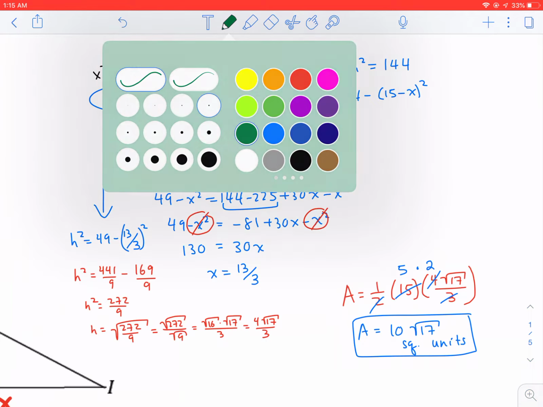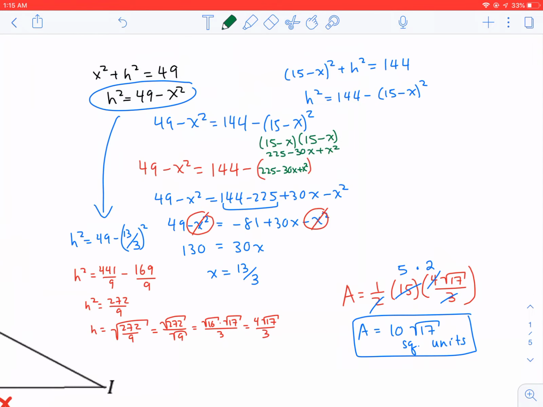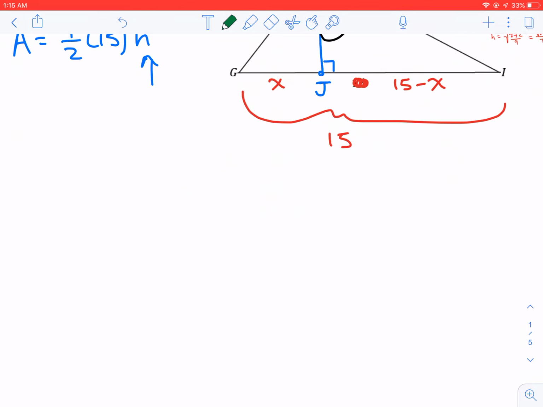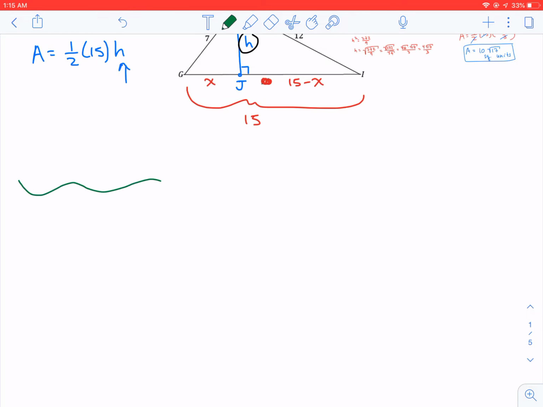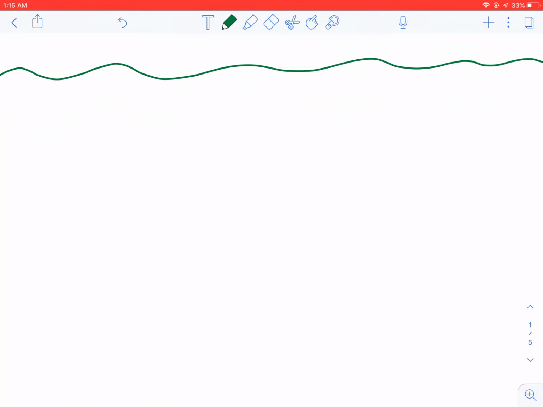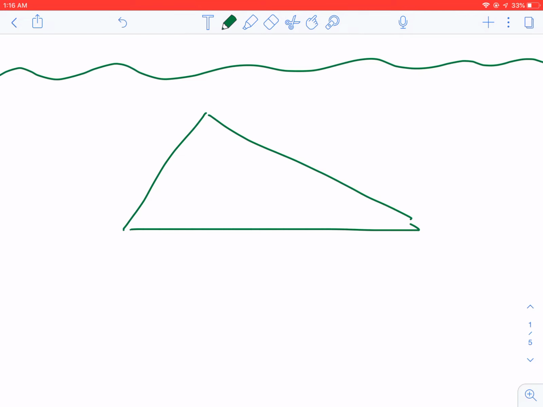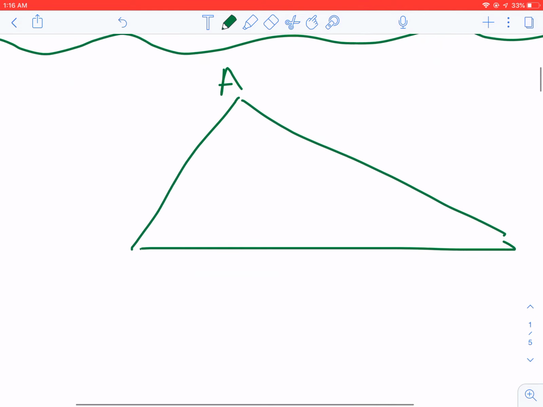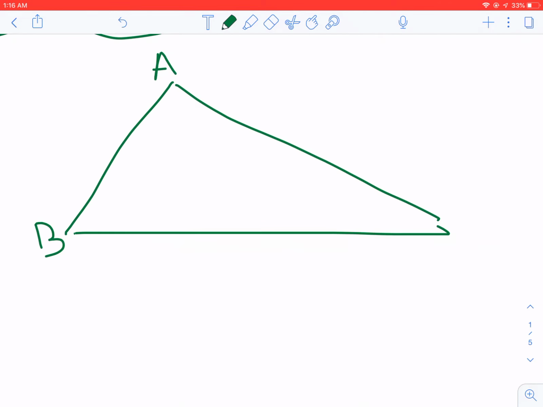Alright, so that was pretty difficult, I must say. But there is a much easier way if we use some trig. And we can do that if they gave us an angle. So I'm going to draw that triangle again. Again, not a right triangle here, even though it might look like one. Let's call this triangle ABC.